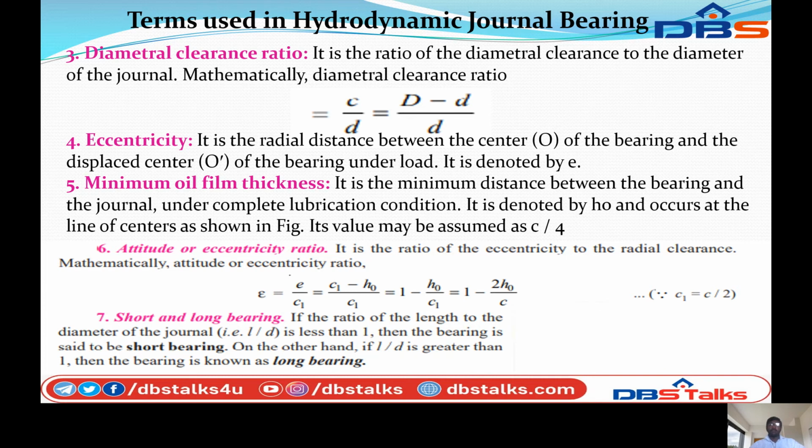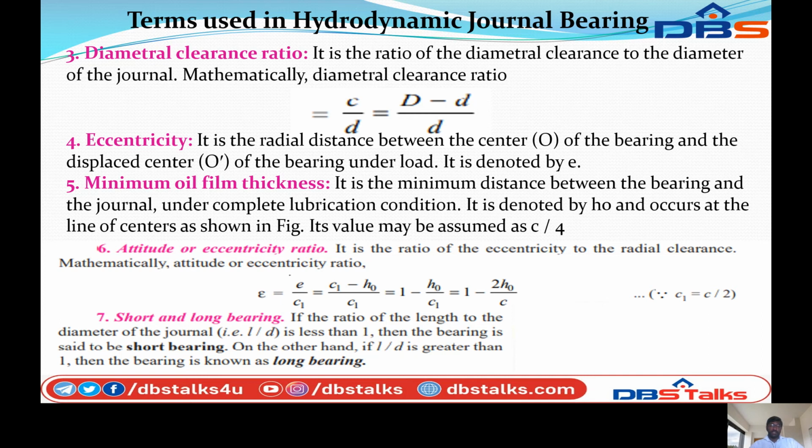So eccentricity is the radial distance between the center O of the bearing and the displaced center O dash of the bearing under the load. It is denoted by small e. Next, the fifth one, minimum oil film thickness. It is the minimum distance between the bearing and the journal under complete lubrication condition. It is denoted by H0 and occurs at the line of centers as shown in the figure. Its value may be assumed as C by 4.